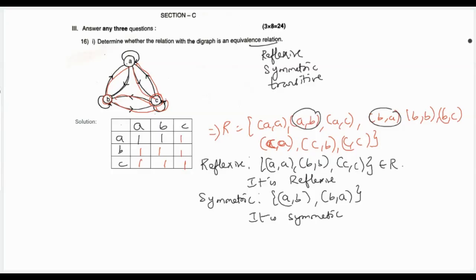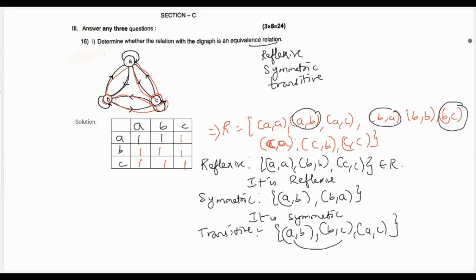Then next one, it is transitive. To prove transitive, we have A comma B, then we can take any other element, B comma C, then you can take first and last, A comma C. We have A comma C. Therefore all three elements are present, it is transitive.